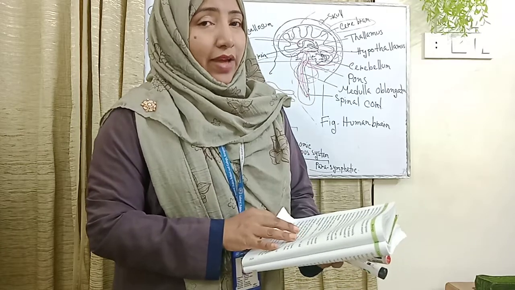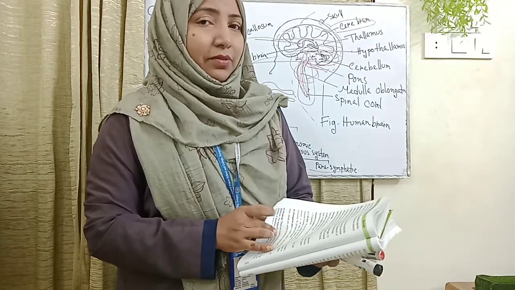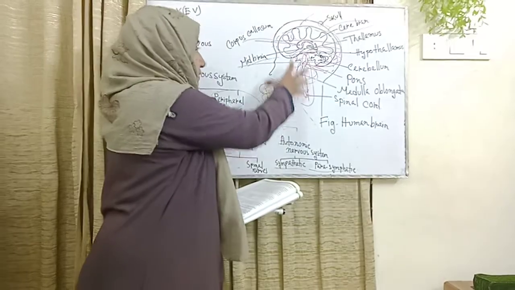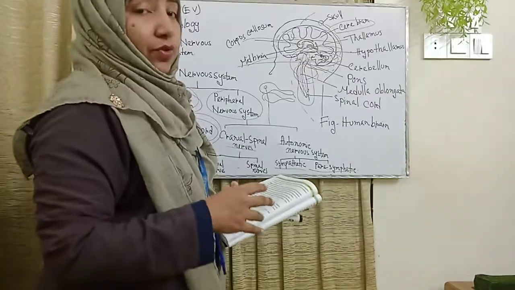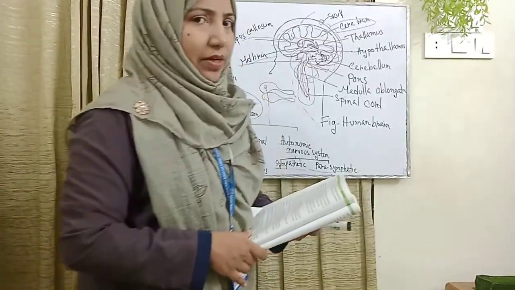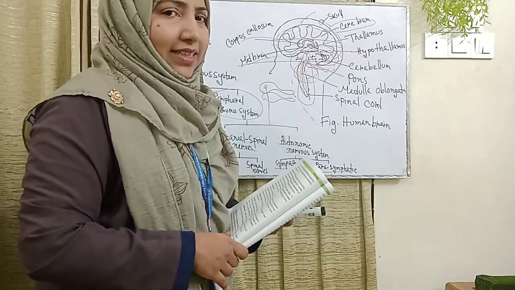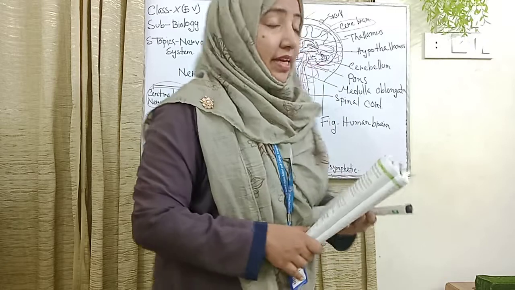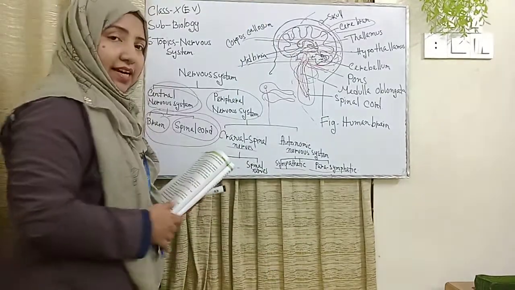Today I explained about the central nervous system in the human body. I just drew this figure. Please everyone try to draw the structure. This structure is the human brain. And I also explained about the types of the central nervous system. Here I drew this chart.